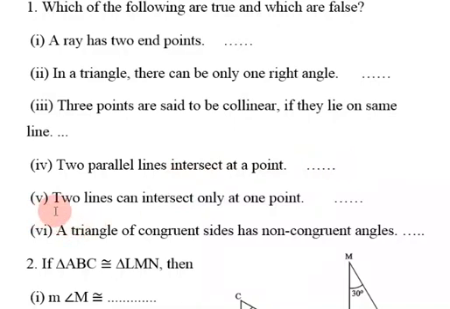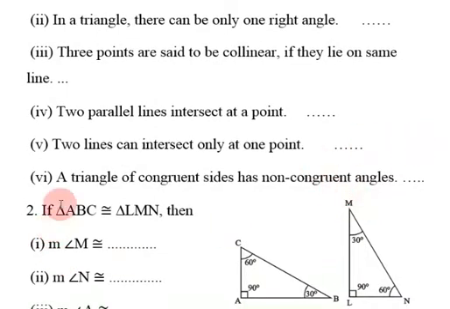Number 5. Two lines can intersect only at one point. Yes, it is a true statement. You can draw any two lines and they will intersect only once. They should be non-parallel, so they will intersect at only one point. It is a true statement. Number 6 and last, triangles with congruent sides have non-congruent angles. It is a false statement because if the sides are congruent, then the angles will also be congruent. So it is a false statement.